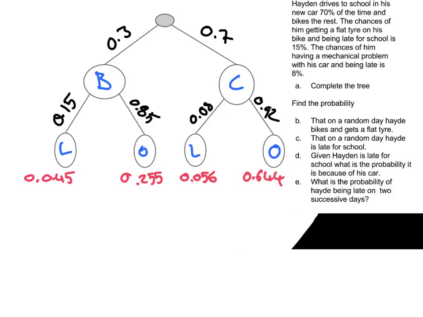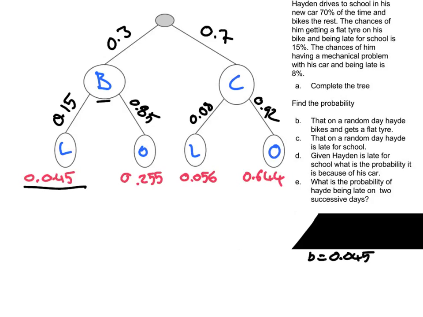So on a random day, so any day, he bikes and gets a flat tire. So that's this one over here. He's biking and he's late. So 0.045. So we've answered B. Let's put B just down here, and the answer is 0.045. Okay, so we've answered B. Now let's go to C.